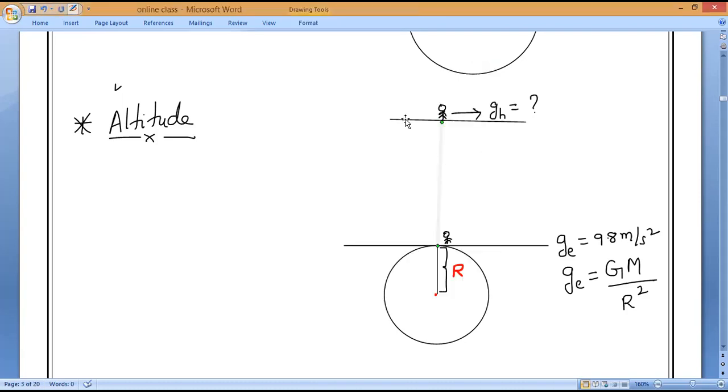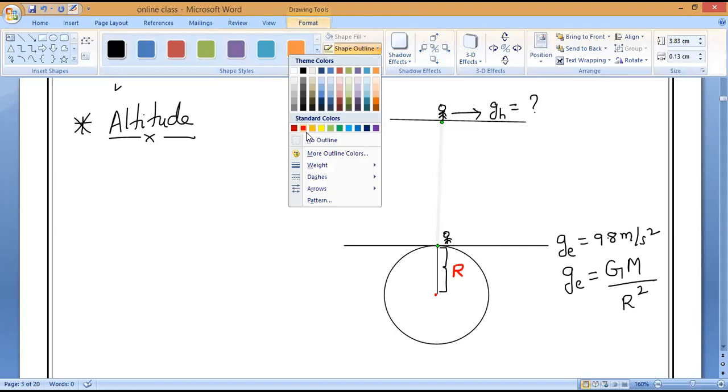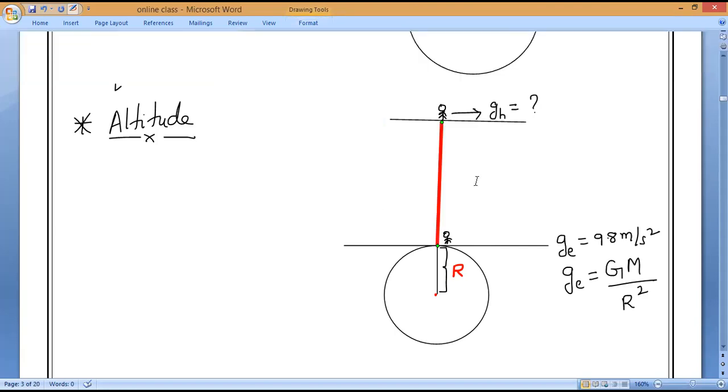Now this is what I'm trying to change the color, but it is not showing. 1 minute. So that you people understand. Shape of the outline. Let us go with the red color. Yeah. Now can you understand now? Red color we can see. It's very beautiful now. You can see that.